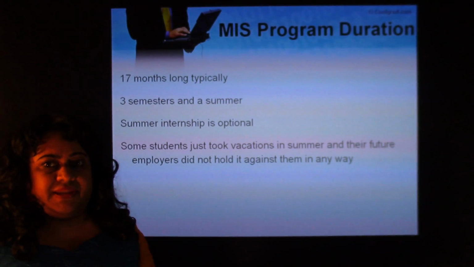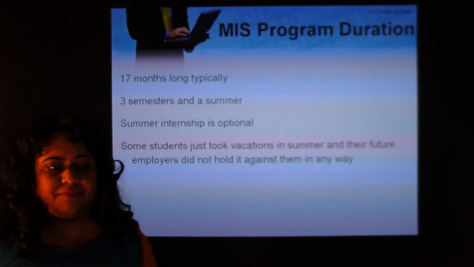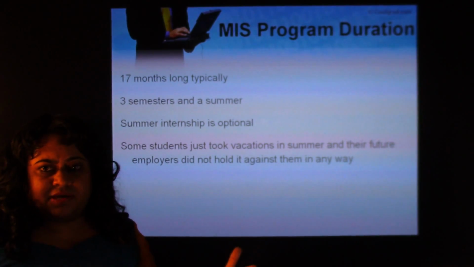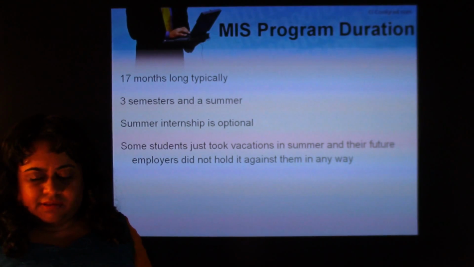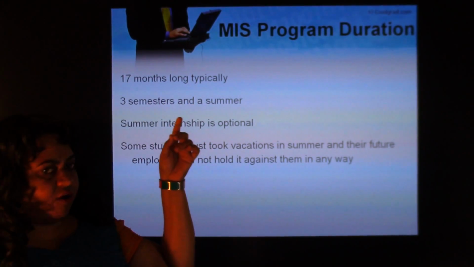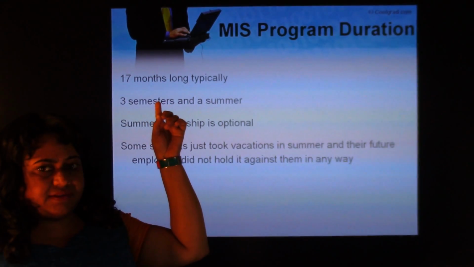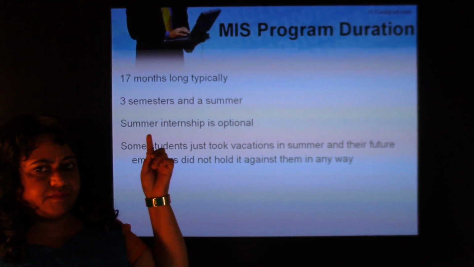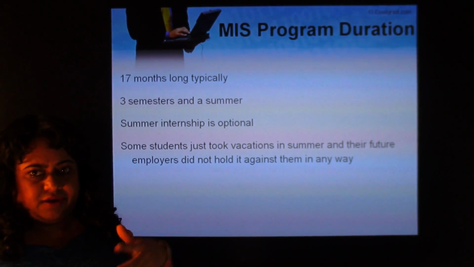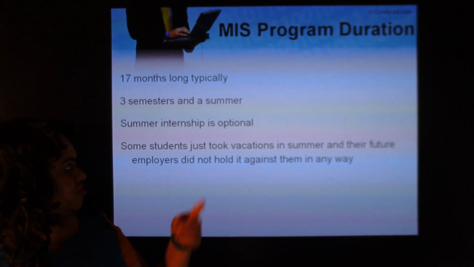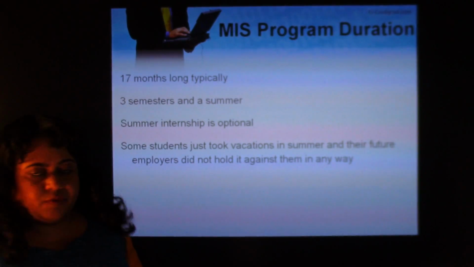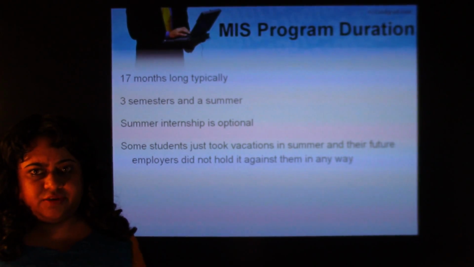So how long is typically an MIS program? A program refers to the entire MIS program, which consists of many courses. The program is usually 3 semesters and a summer long. So it's usually about 17 months long, and you can do it in like 3 semesters and a summer. And summer internship is optional.